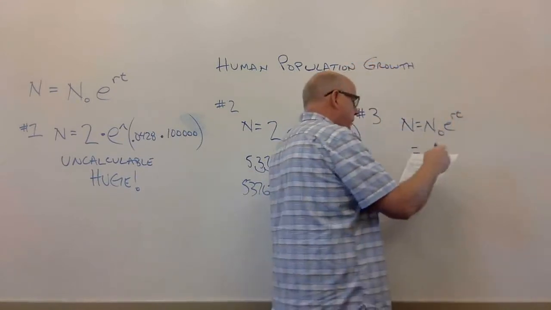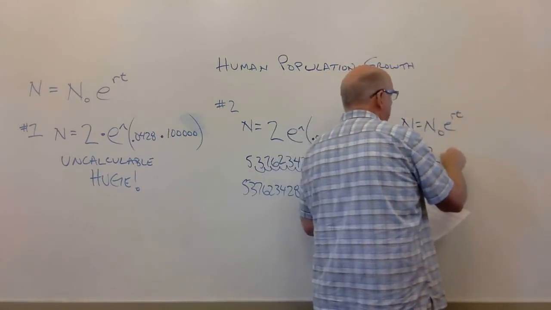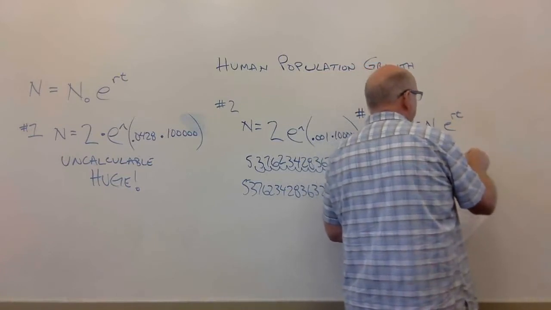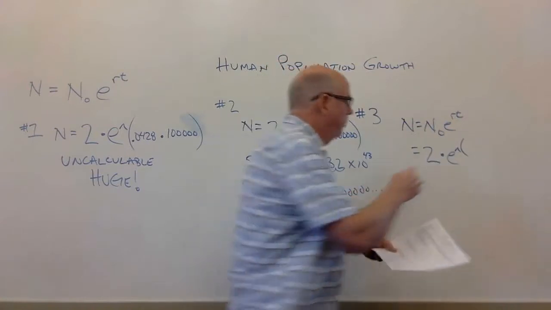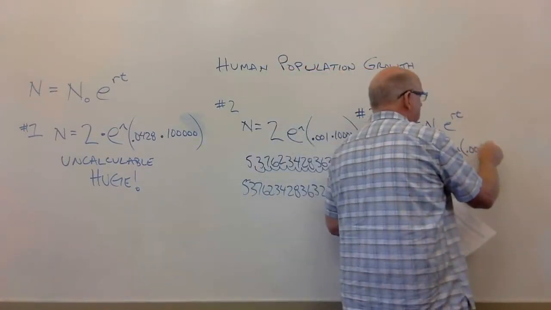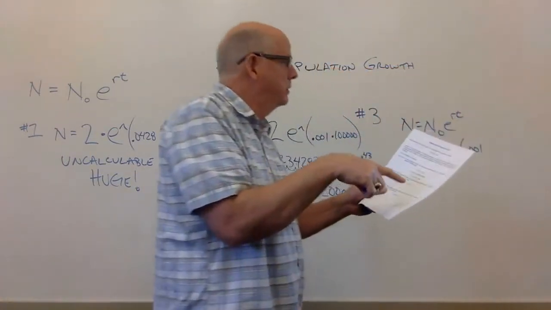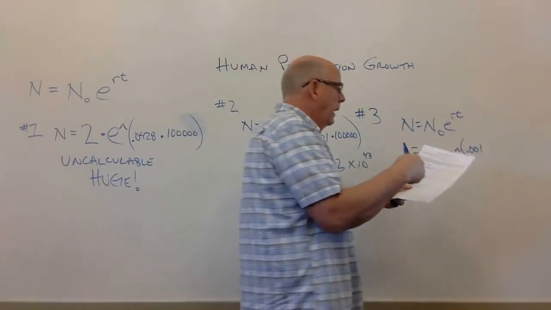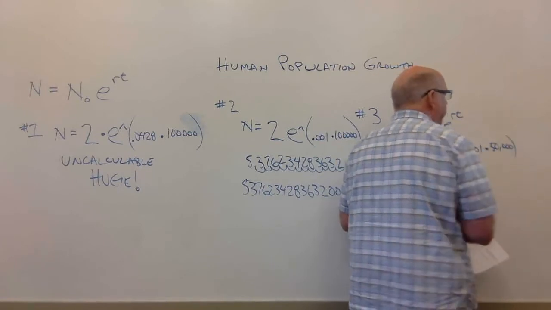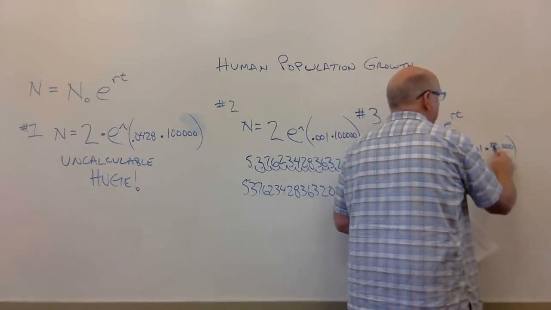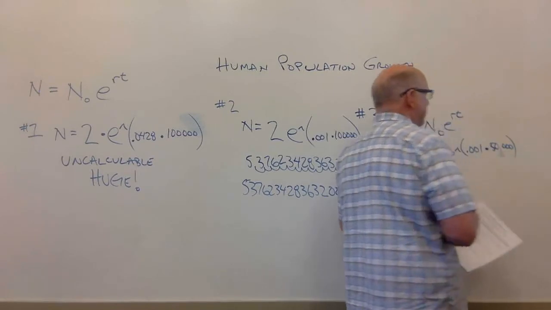n sub 0, still 2 people, right? Times e raised to the power, I'm going to make these parentheses a little bit smaller, 0.001 still, because we're changing 0.1% to a decimal, okay? And we're going to multiply that now by 50,000 years. Let me put a comma there, I wasn't using a comma earlier, so 50,000 years.